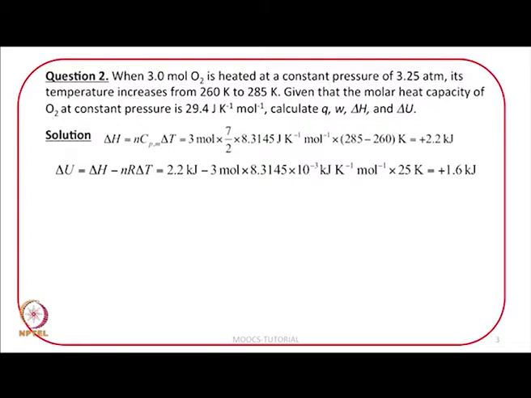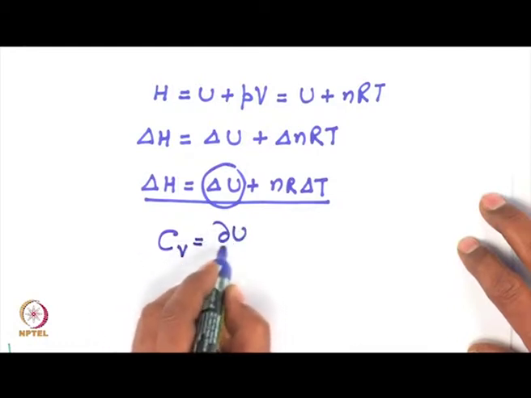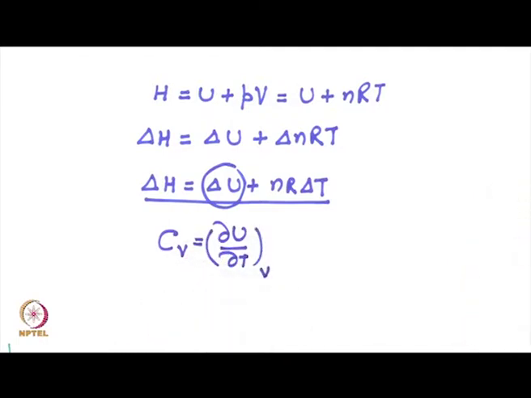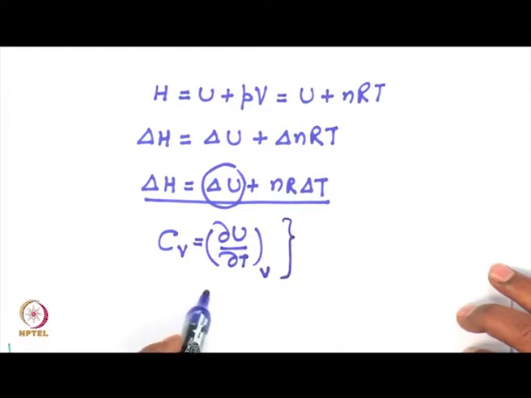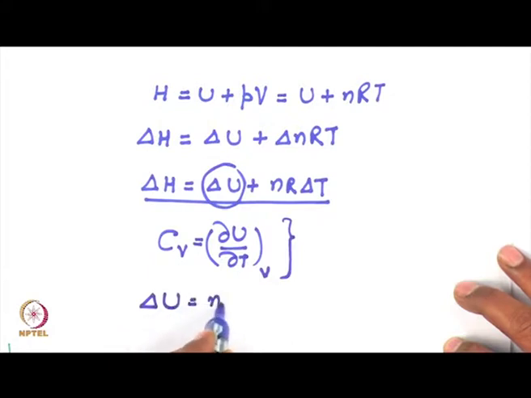I can also get the same number from the definition of Cv, because Cv is equal to dou U by dou T at constant volume. Although here the volume is not constant, as I discussed in the previous lecture this equation holds true for perfect gases, whether the pressure is held constant or volume is held constant does not matter. So, therefore, delta U from this equation will be equal to N times Cvm into delta T.